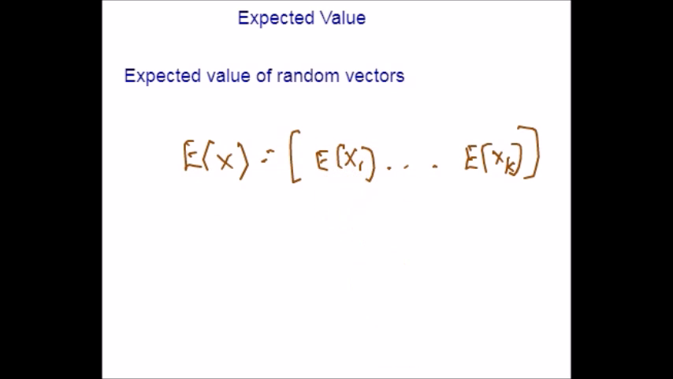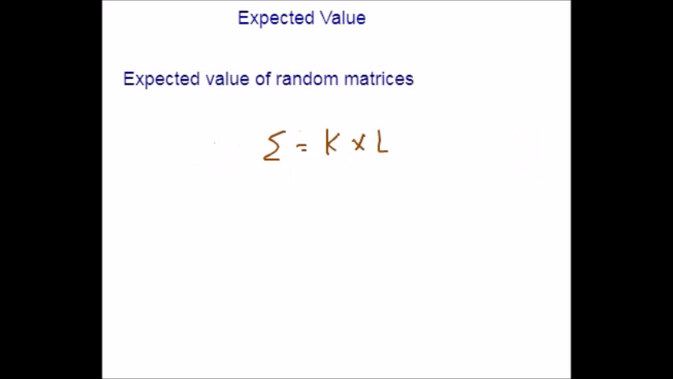You can also see the expected value of random matrices. Let Σ be a k by L random matrix, that is, a k by L matrix whose entries are random variables, and denote its ijth entry by Σij. The expected value of Σ is denoted by E of Σ. This is just the matrix of the expected values of the entries Σij.